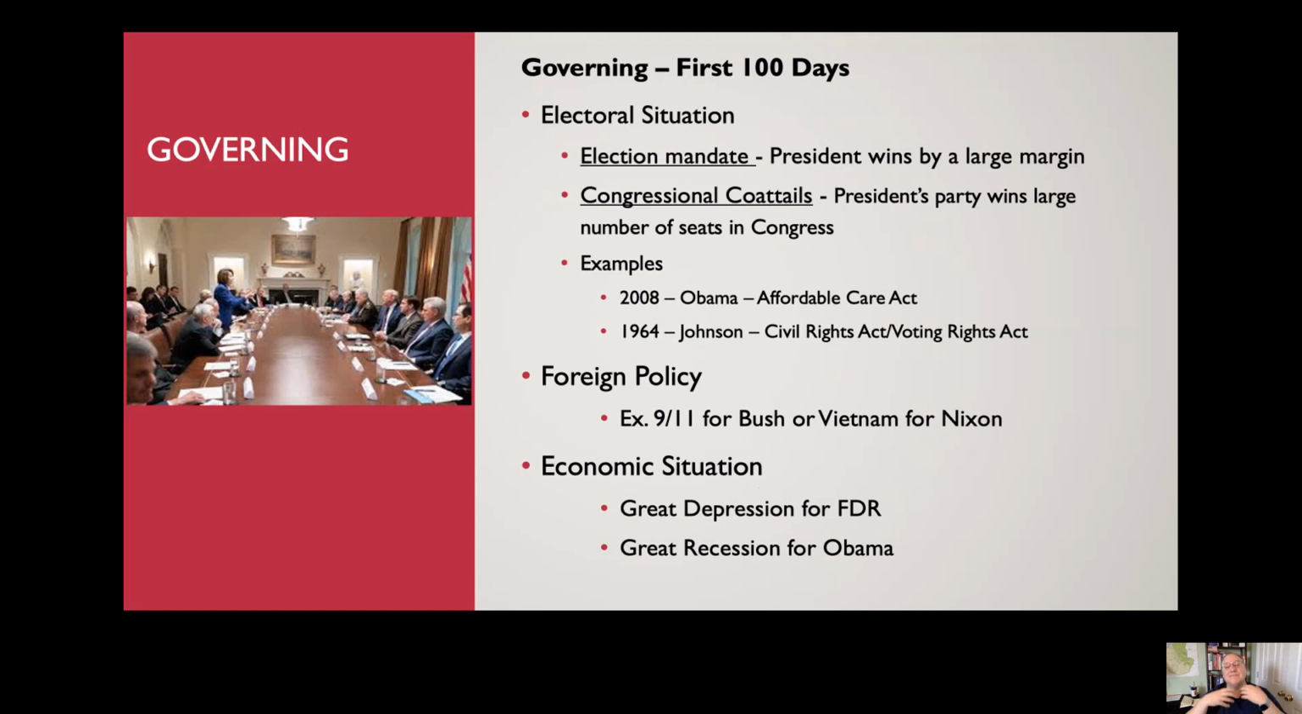One is, do you have an electoral mandate? A president will have an electoral mandate if they won by a very large margin. So it was kind of a blowout, which hasn't happened in the United States in quite some time, really. Reagan's first election was probably the last time that we really had a blowout, where a president was coming into office with a strong mandate to lead.